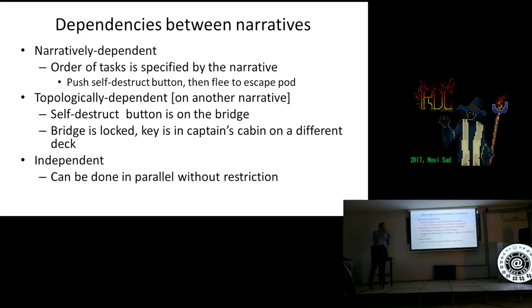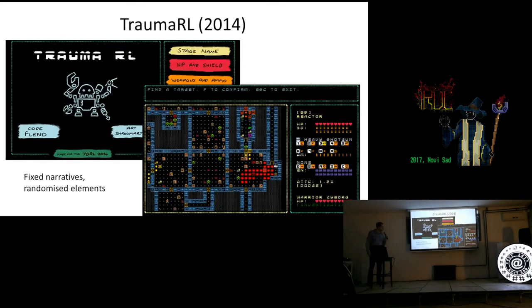And finally, you've got basically independent narratives. There's an armory on a level, and there's a key. It doesn't really link into any larger quest, it's just there by itself. So this is where I'll bring in a real example. My Game Jam 7-day RL game from 2014, Trauma RL, is about running around a space station, pressing escape buttons and blowing up reactors and stuff. And so it's an example of where we had a fixed narrative. So it's always the same, I'll show you in a sec, but with randomized elements. So the reactor might be in a different place, the captain's cabin might be in a different place, the guards in the captain's cabin might be different, but you're always going to a captain's cabin, and you're always going to the reactor, and you're always going to escape.